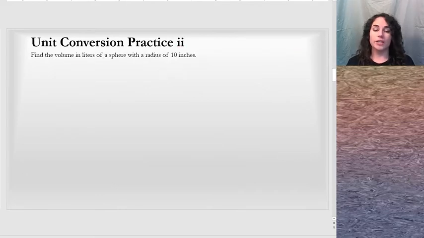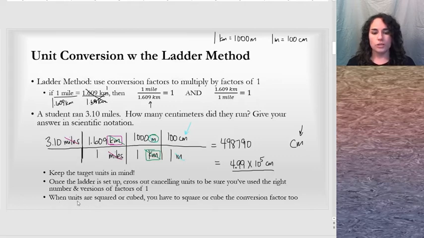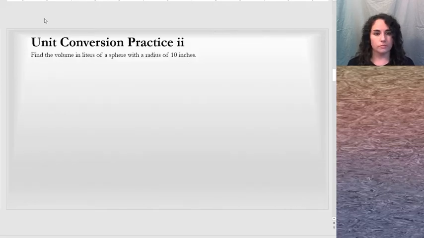Let's do one more. I chose this because of dimensions. And I mentioned this on the previous slide, and I'll go back to it just to highlight it. When units are squared or cubed, you have to square or cube the conversion factor too, okay? I chose a problem that has volume in it so that we can get used to doing conversion factors with powers of our units. Find the volume in liters of a sphere with a radius of 10 inches. Notice that we're in inches, which is British, and we want to go to metric, which is liters here, okay?